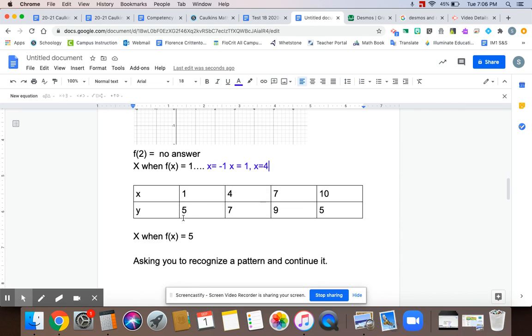In a table, for example, you might see here they want to know what x is when f of x, remember f of x just means y, when the answer is 5. So if I look at my table, here's one point where the answer is 5. So I can say when x is 1, the y going with it was 5. Also later on, when x was 10, the y was 5. So that's in a table how you might have more than one answer. If I said when x was 3, you couldn't tell me because this table doesn't have a 3 on it for x. And so that's when you'd say no answer for a table.